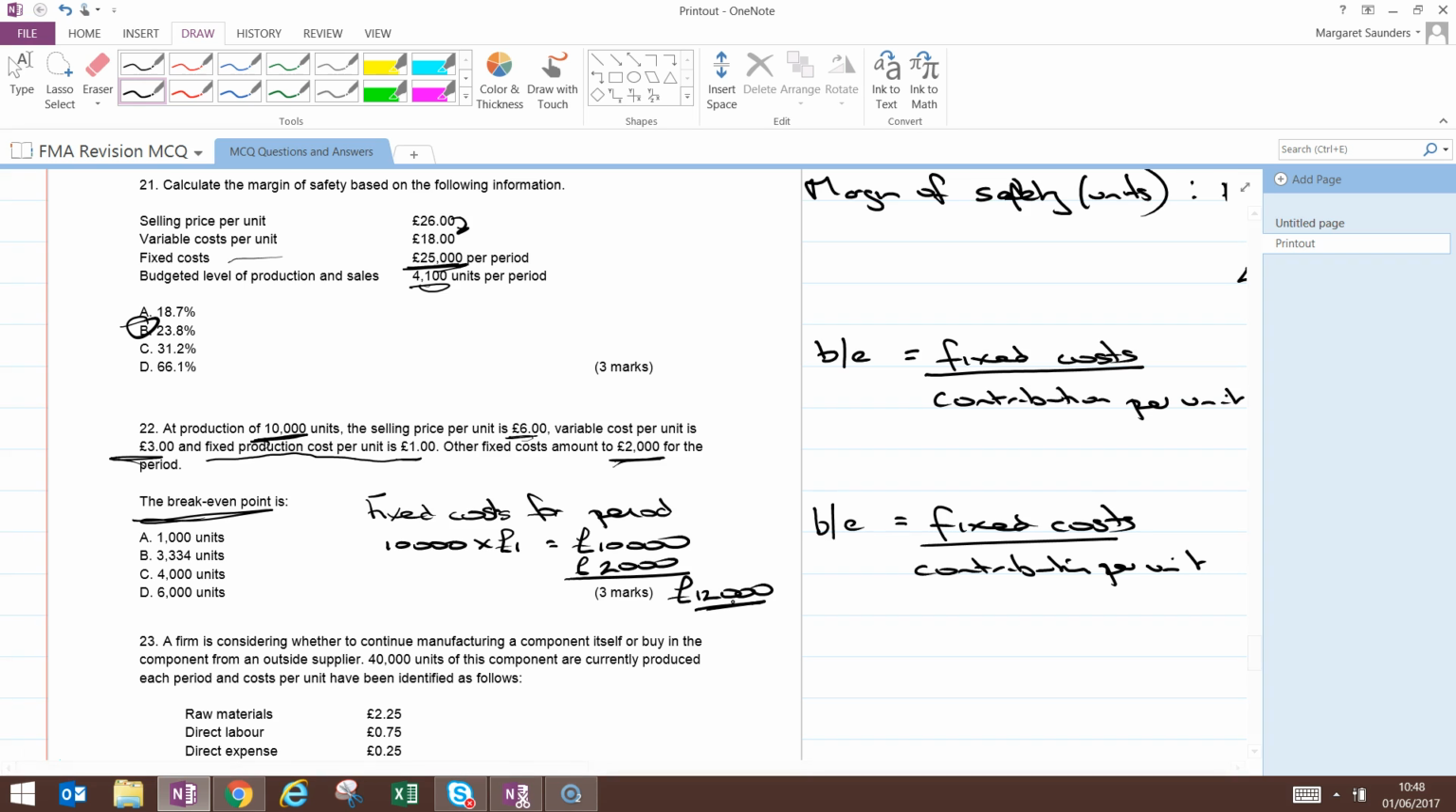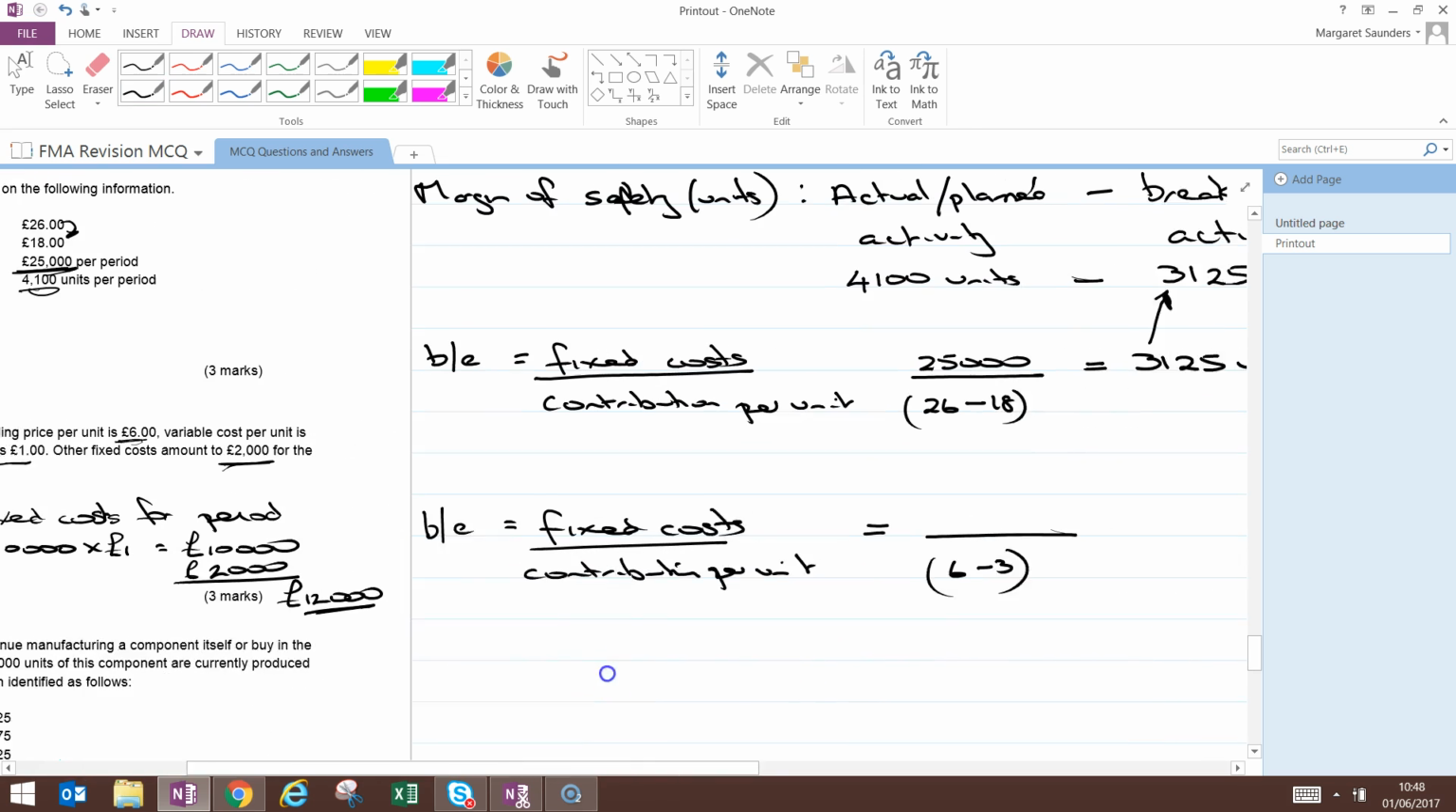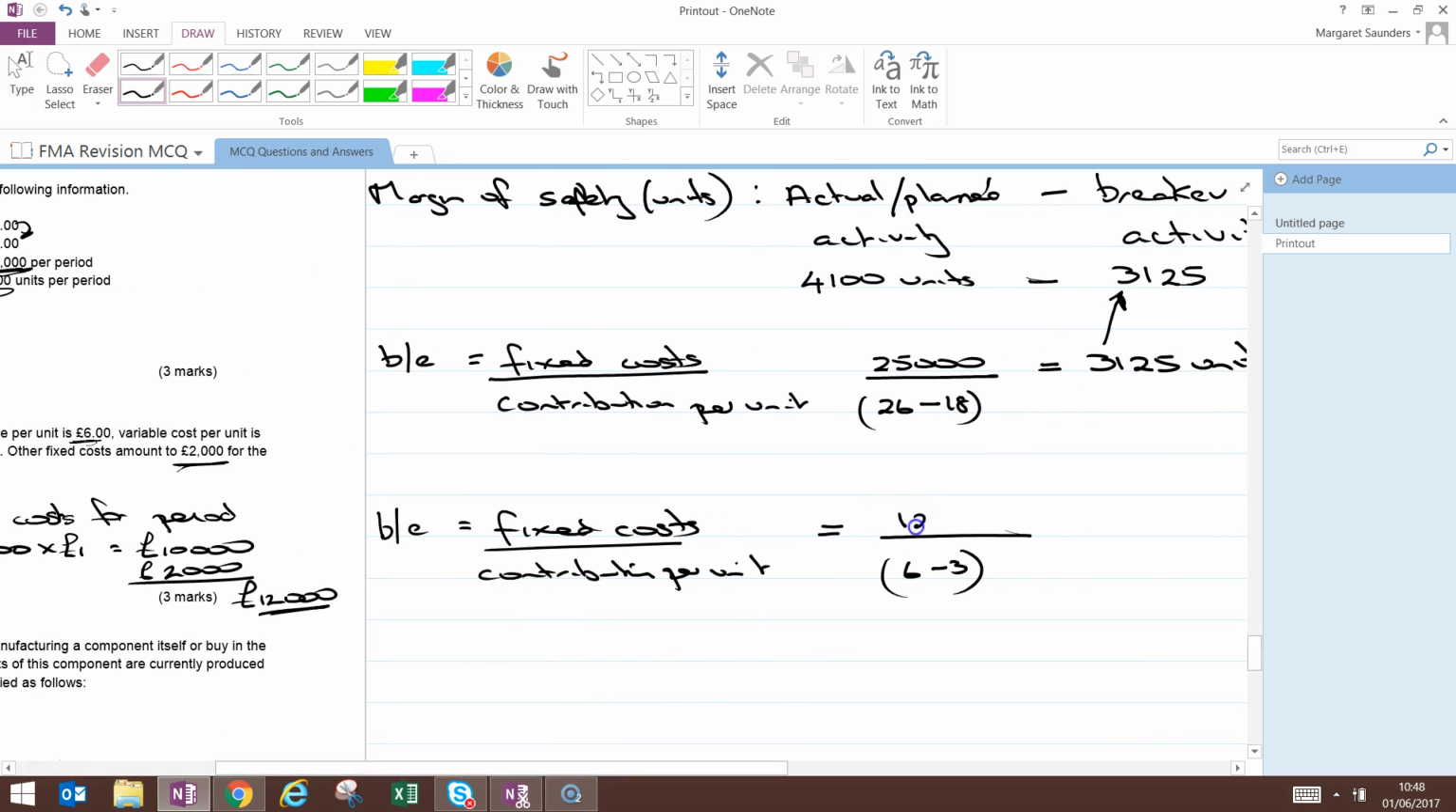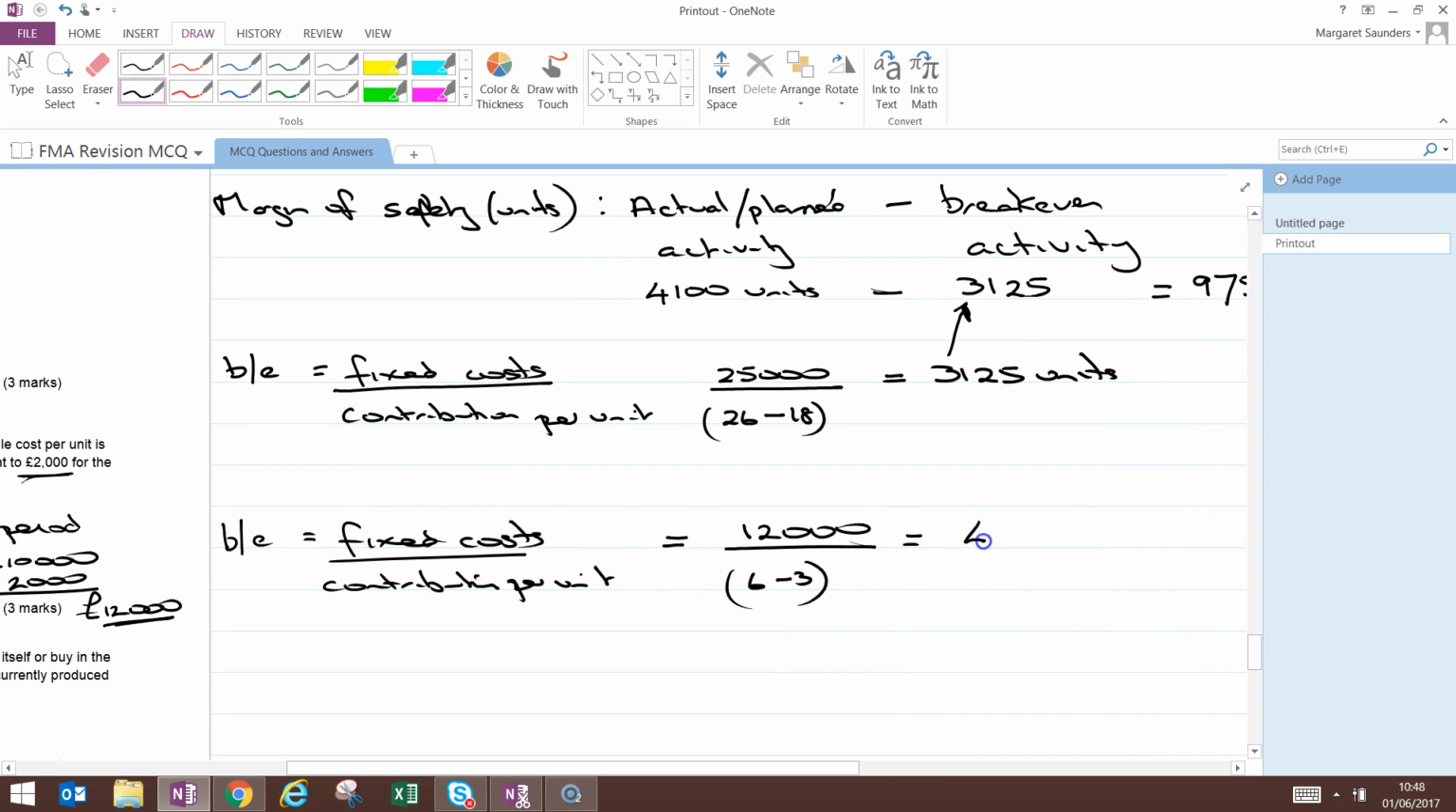So now we can work out our break even. We've got the fixed costs, £12,000. We've got the contribution per unit, so break-even point is equal to 4,000 units.